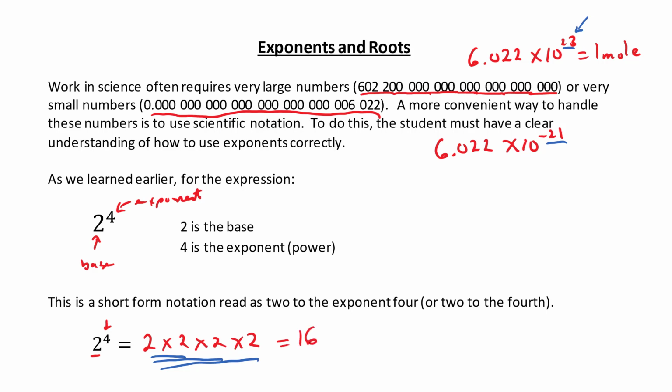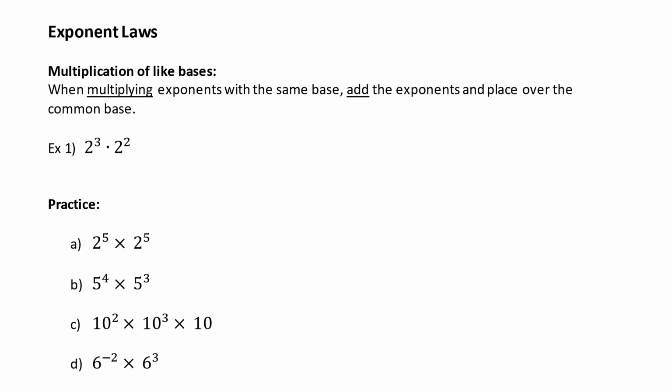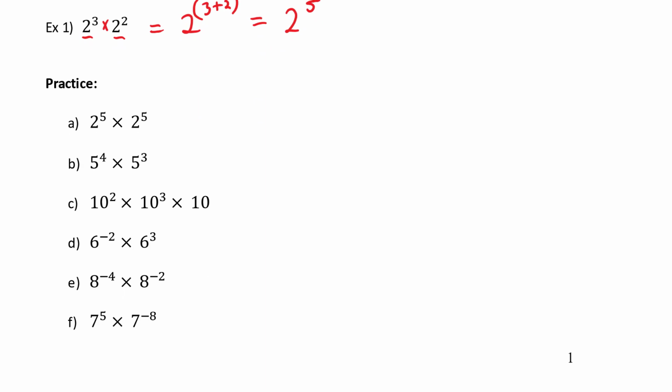We covered the exponent laws earlier. Let's review them again. When we're multiplying exponents with the same base, so we're multiplying these together, that's what the dot means, we can combine them as a single exponent. And what we do, we add those two exponents together because we're multiplying them. 2 to the 5. We already covered this in a previous lecture. Just to make sure you understand, give these practice problems a try.